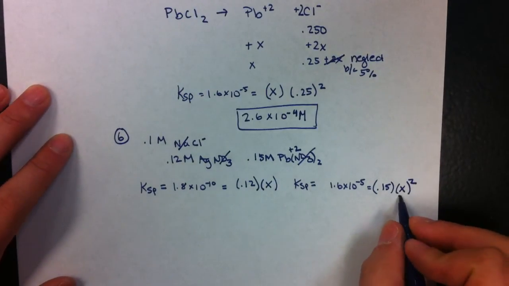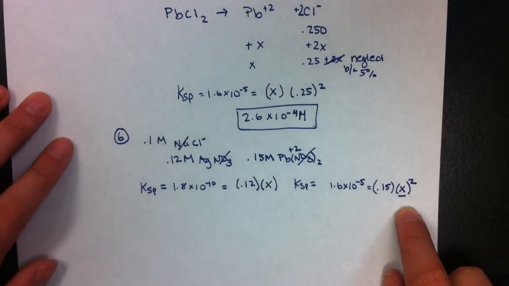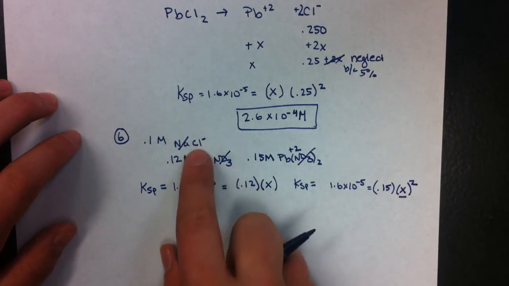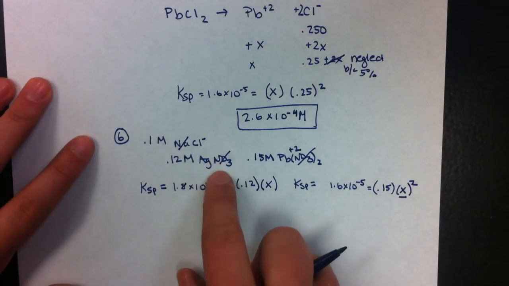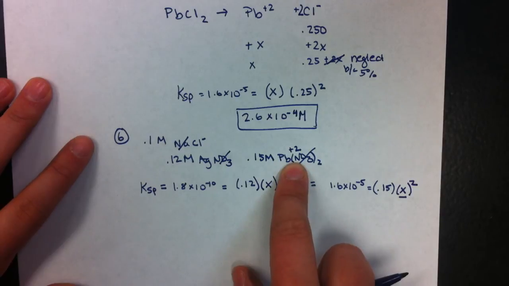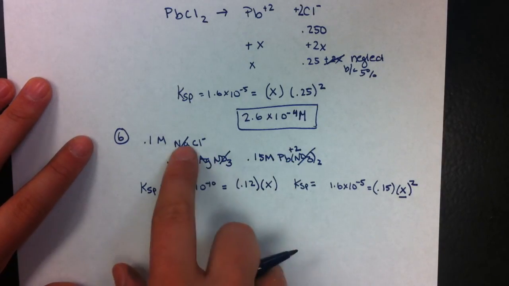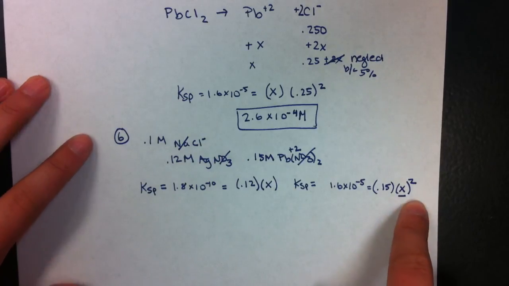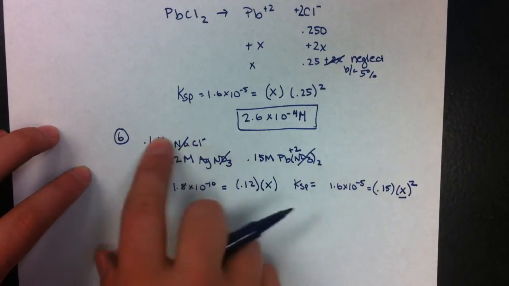Last point, the reason this is x and not 2x is because the chlorine is coming from this new salt. It's not coming from putting lead chloride in the beaker. It's coming from this new salt. We don't know how much of this new salt we need to put in. We don't care about that, so the 2 doesn't matter.